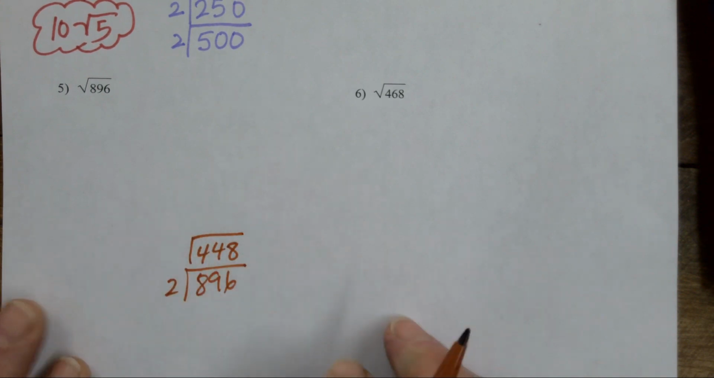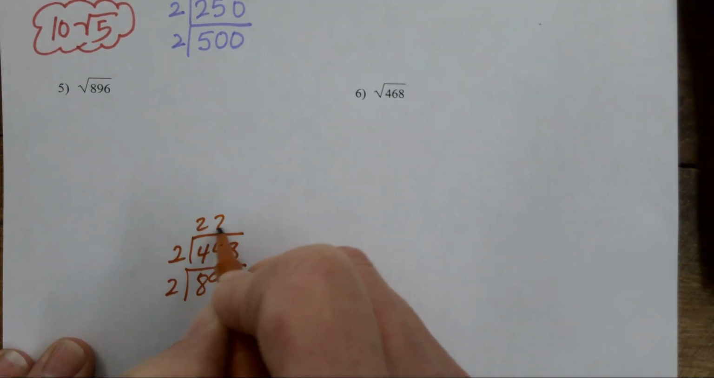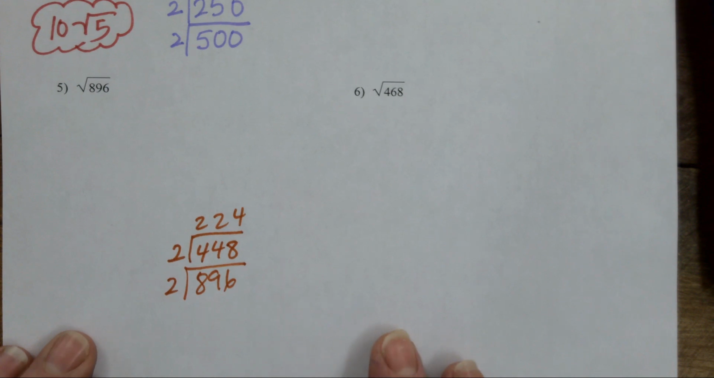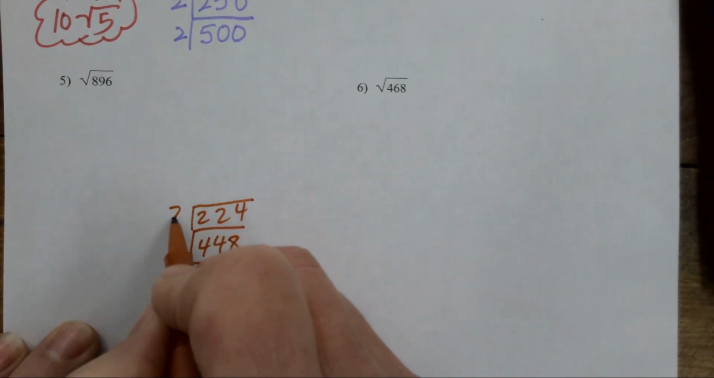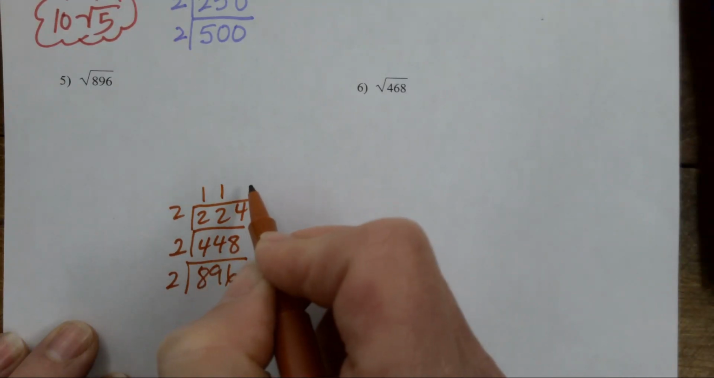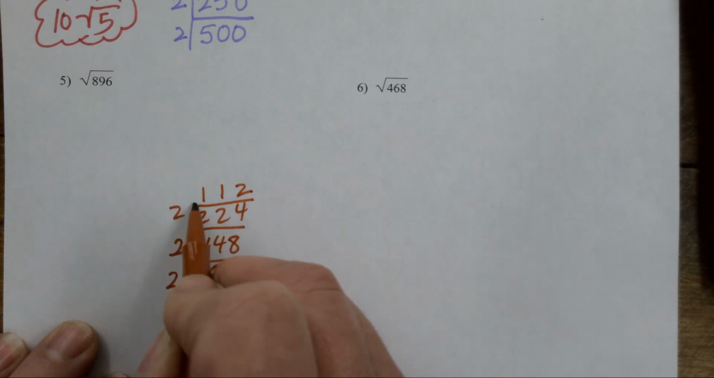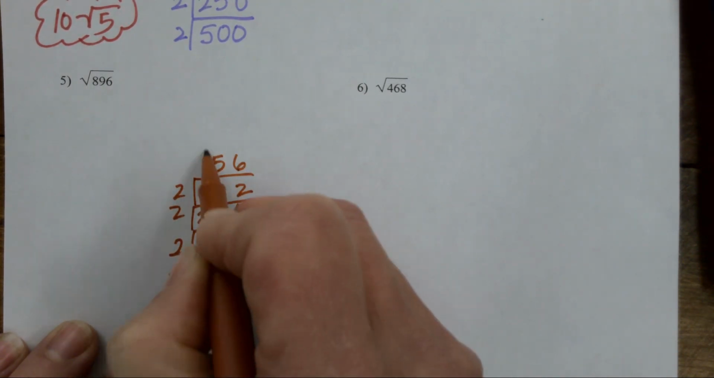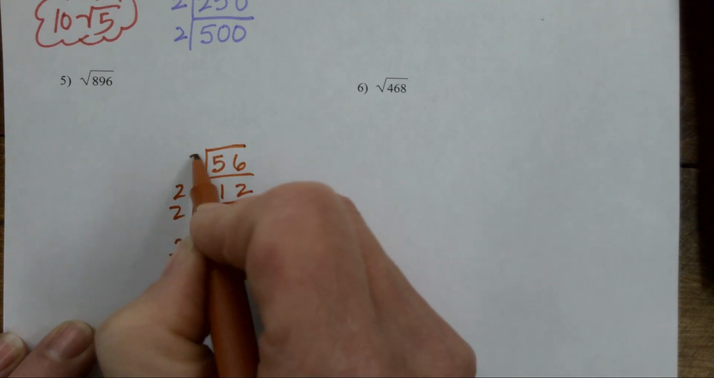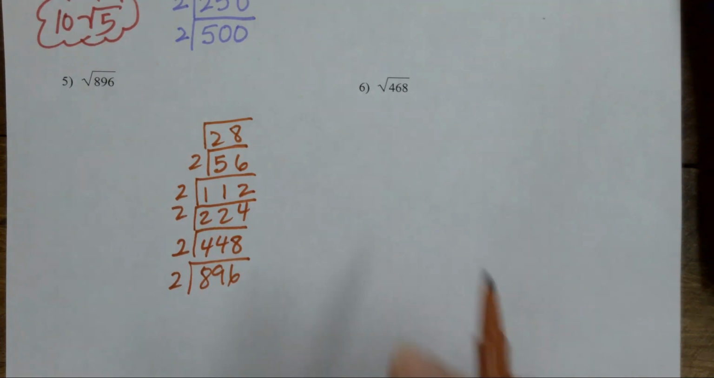Then I try 2 again. Does 2 go in again? Yes. 224. Then I'll try 2 again. Does 2 go in again? Yeah, 112. Does 2 go in again? Yeah. 56. Does 2 go in again? Yes, 28. Does 2 go in again? 14.